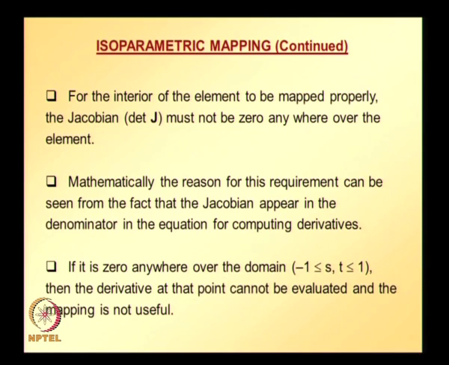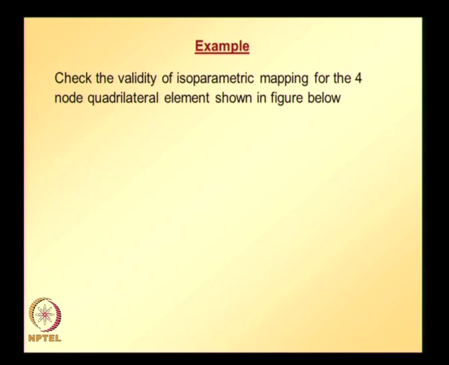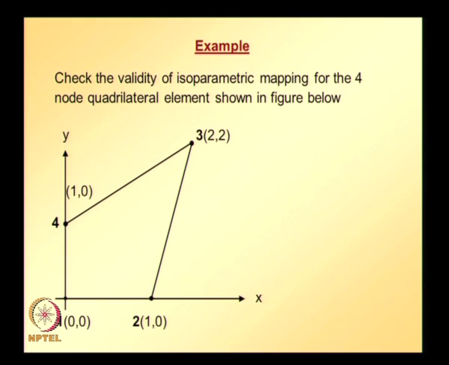So, now let us take a numerical example. Check the validity of isoparametric mapping for the 4 node quadrilateral element shown here. This is the 4 node quadrilateral element. In the figure, the nodal coordinates are given, and we can easily figure out what are x1 to x4 and y1 to y4.